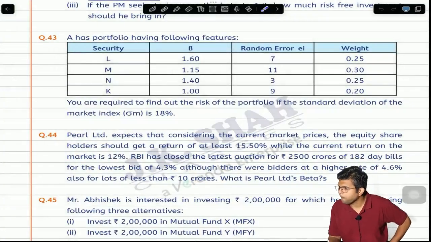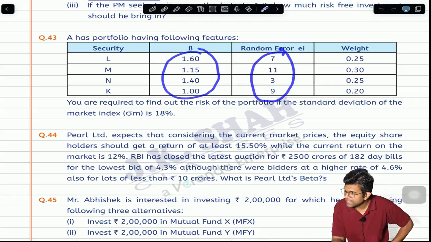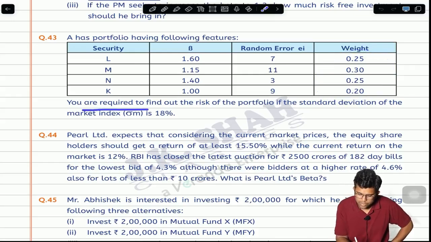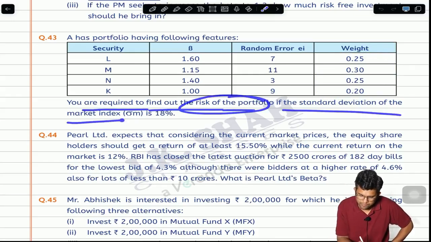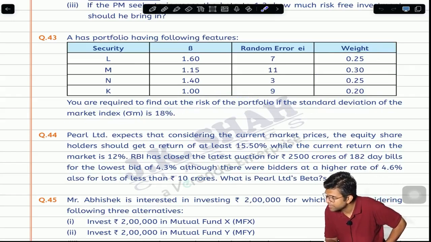All done? Look at the screen. These are betas. This is the sigma EX. E of X, E of I means E of investment. Error coefficient. Please know that in your final answer, all this will get squared. We need everything in variance form: sigma EX square, beta X square, weight square. You are required to find the risk of the portfolio if market sigma is 18. Sigma M square we'll have to do. All that is required.